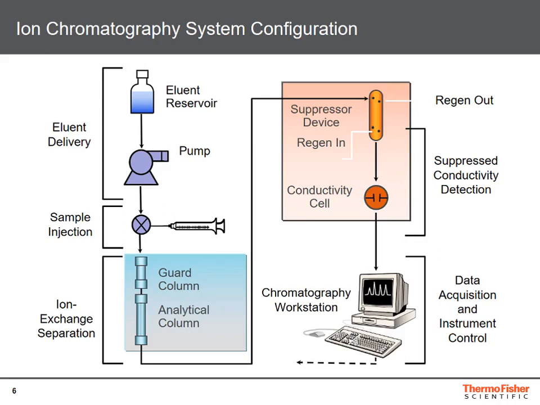As early as 1975, Hamish Small already mentioned the term suppressor device, which is nothing else but another ion exchange device positioned between the column and the detector cell to convert the mobile phase into a less conductive form, and at the same time enhancing analyte conductivity.